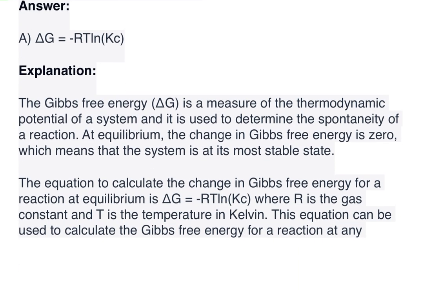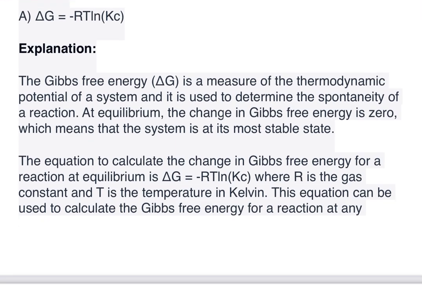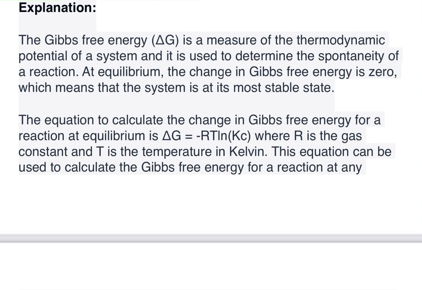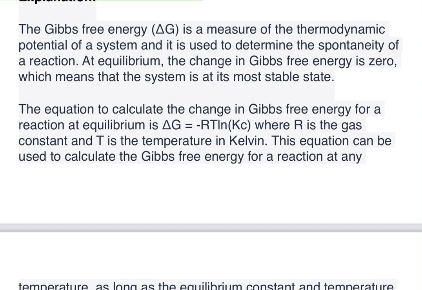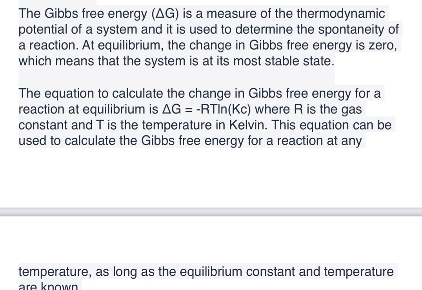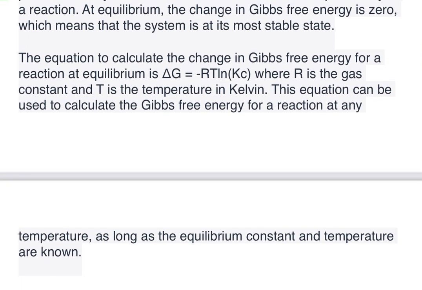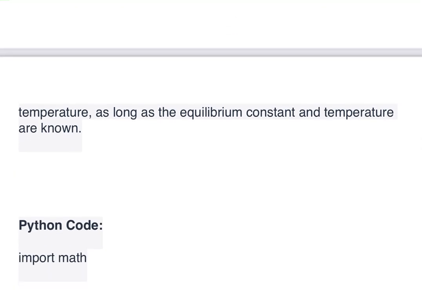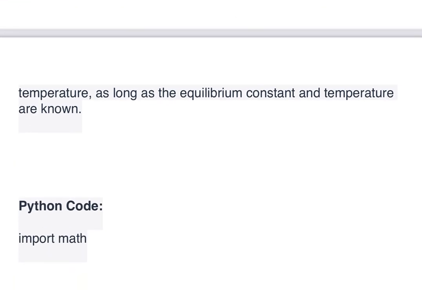Explanation: the Gibbs free energy, dG, is a measure of the thermodynamic potential of a system, and it is used to determine the spontaneity of a reaction. At equilibrium, the change in Gibbs free energy is zero, which means that the system is at its most stable state. The equation to calculate the change in Gibbs free energy for a reaction at equilibrium is dG = -RT ln Kc, where R is the gas constant and T is the temperature in Kelvin. This equation can be used to calculate the Gibbs free energy for a reaction at any temperature, as long as the equilibrium constant and temperature are known.